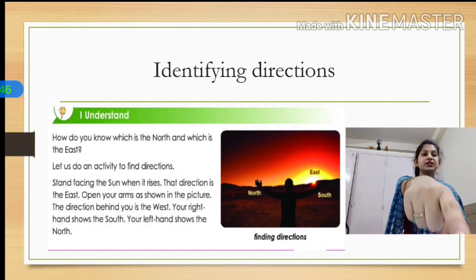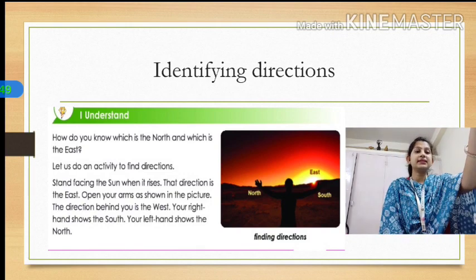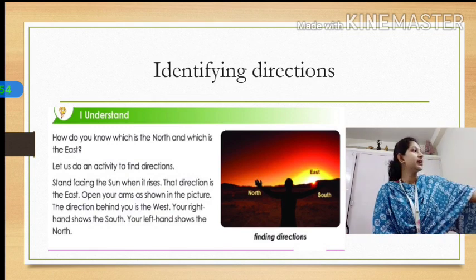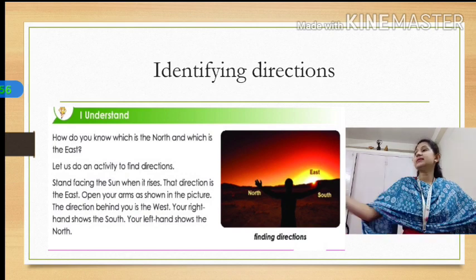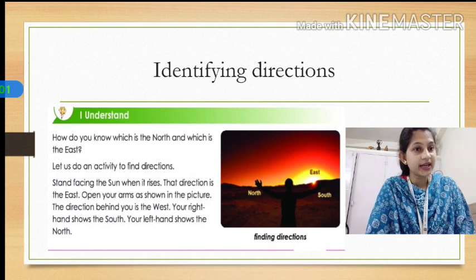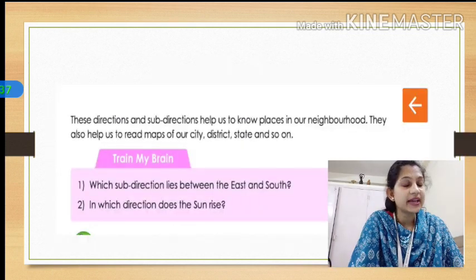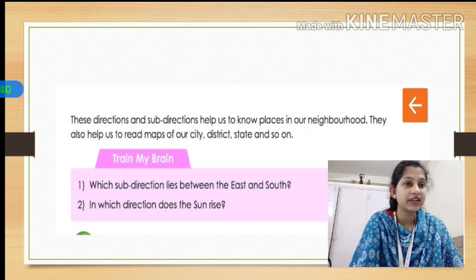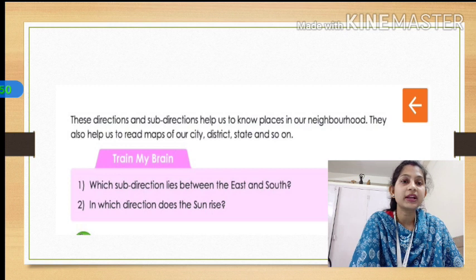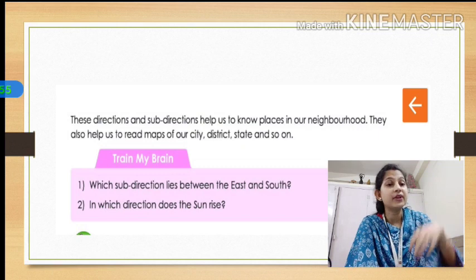The rising sun is just in front of you, that is east. So the back side will be west. And right side is south and this side is north. So like that we can identify direction. These directions and sub directions help us to know the places in our neighborhood. They help us to read maps of our city, district, streets and so on. So that is why these directions are so important. They help us to read our map, they help us to know places in our neighborhood.